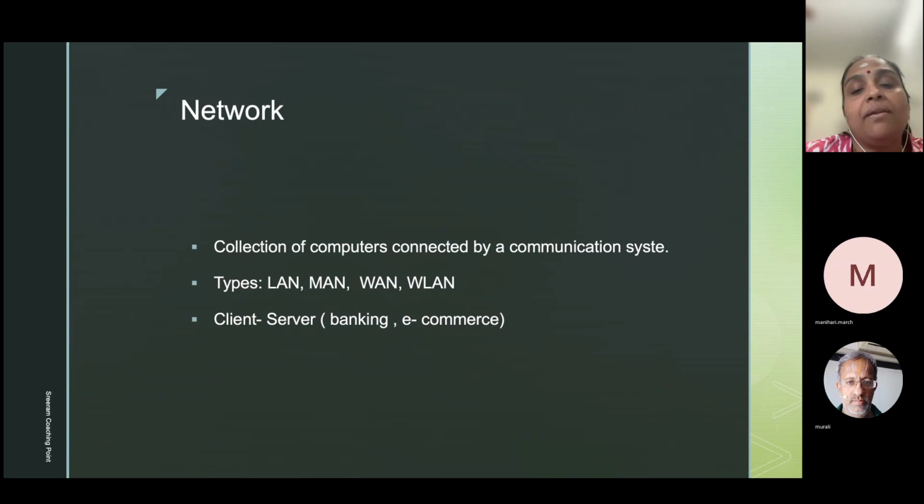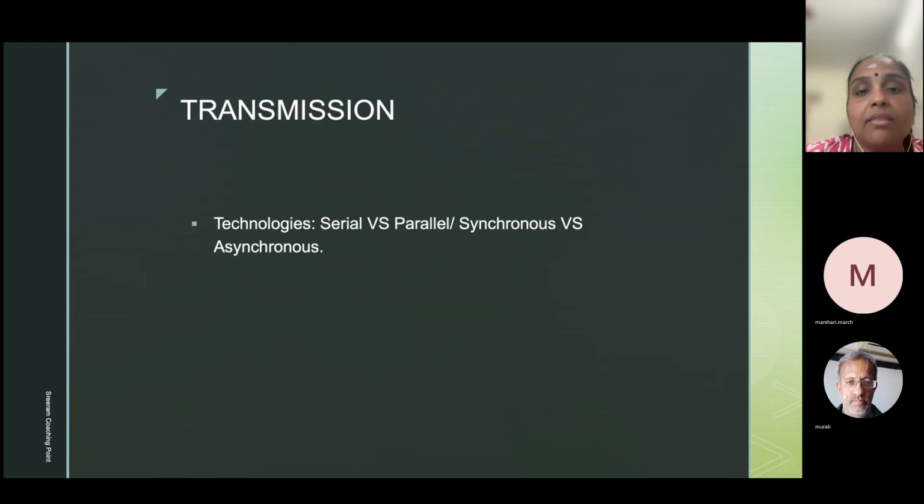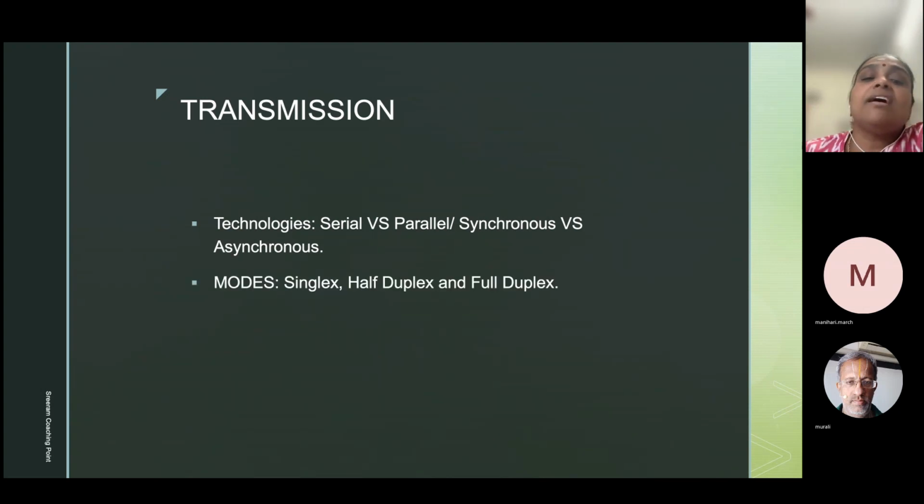Then you have client server applications, where we use it in banking and e-commerce, and peer-to-peer model where it is one-to-one. Now transmission technologies, if you see, it is serial versus parallel. Serial is you go only one at a time. Parallel is it happens from both the sides. Then synchronous and asynchronous. Synchronous there are no packets, and asynchronous there are packets. And if you see transmission modes, they are simplex, half duplex or full duplex. Simplex is only one way. Half duplex is this or that. And full duplex is both the ways.